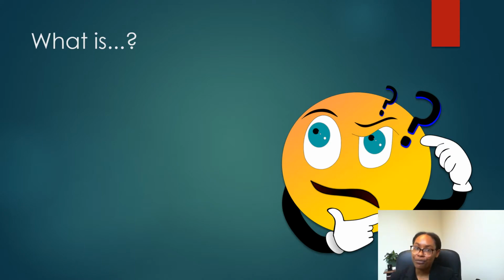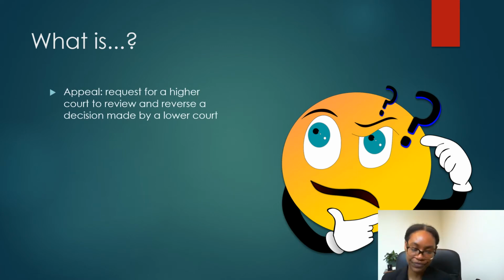So the first question you may have is, what is an appeal? An appeal is a request for a higher court to review and reverse a decision made by a lower court. The higher court in this case would be the Circuit Court, and you are filing an appeal to the Circuit Court so that the Circuit Court can review and reverse a decision that was made by the Magistrate Court.